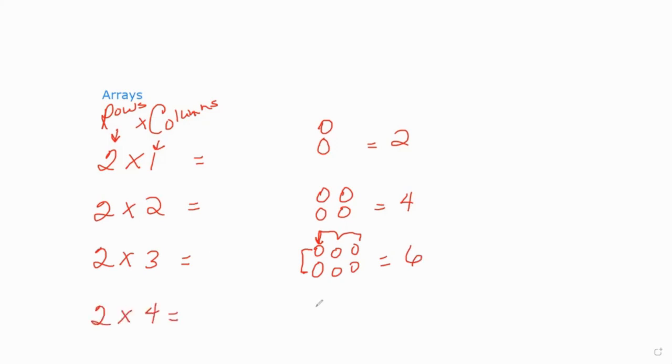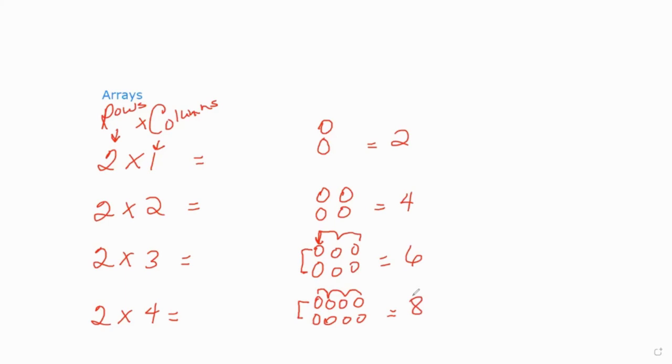2 times 4. That means you have 2 rows and you have 4 columns. And then you have 1, 2, 3, 4. So that's the 2 by 4. And when you add the circles up, you get 8. So 2 times 4 is 8.